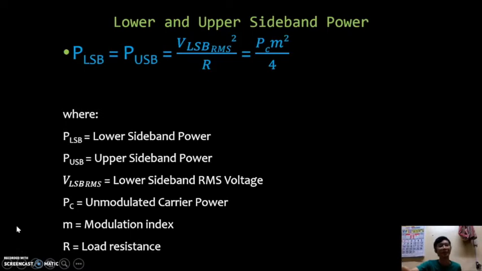Lower and upper sideband power. Because we know the lower sideband is equal to the upper sideband, P LSB is equal to P USB, which is equal to V LSB RMS squared over R, equals P sub C M squared over 4, where P LSB is the lower sideband power, P USB is the upper sideband power, V LSB RMS is the lower sideband RMS voltage in volts, P sub C is the unmodulated carrier power in watts, M is the modulation index, which is unitless, and R is the load resistance in ohms.